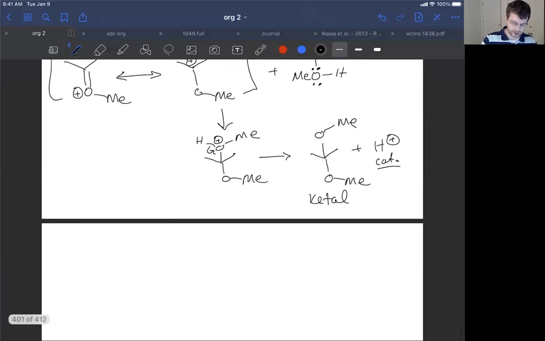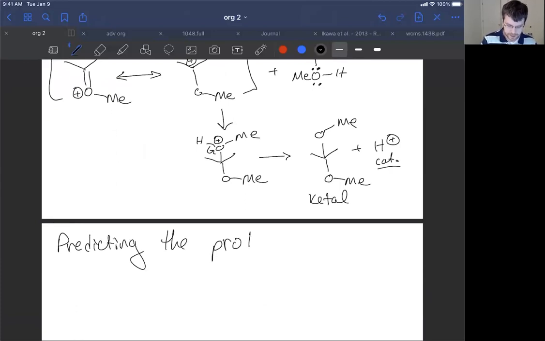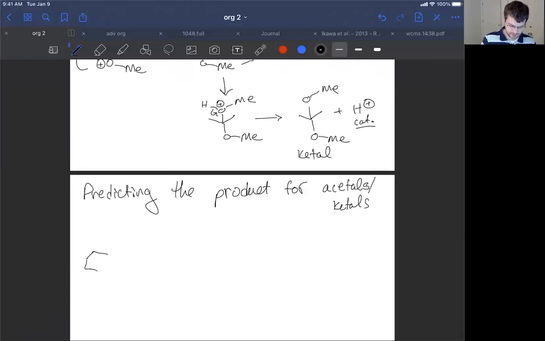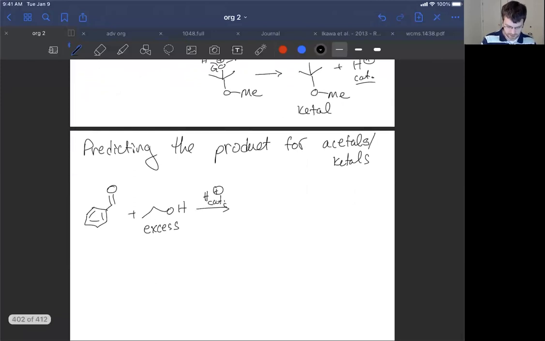Speaking of predict the products, let's go ahead and practice some predict the product questions. So predicting the product for acetals and ketals. And remember, I'm not too worried about the nomenclature acetals and ketals. They're both pretty much the same. But let's look at some examples of these. So let's say I'm just going to write a bunch of questions. So I take benzaldehyde plus an alcohol. I write an excess, and then I've got an H plus catalyst. And I'm going to use an H plus catalyst in every case that I'm not going to define. Got excess alcohol down here.